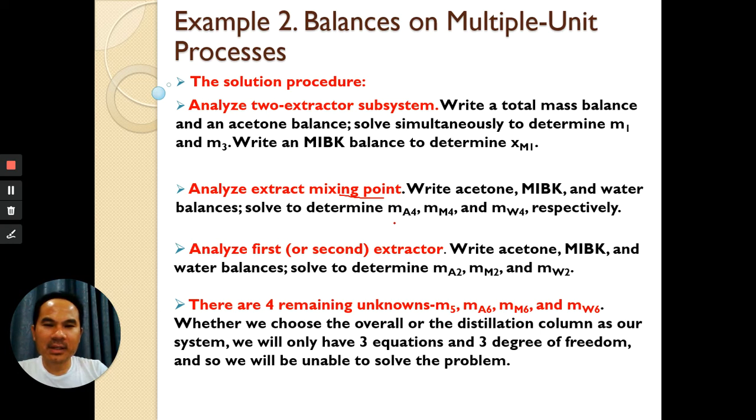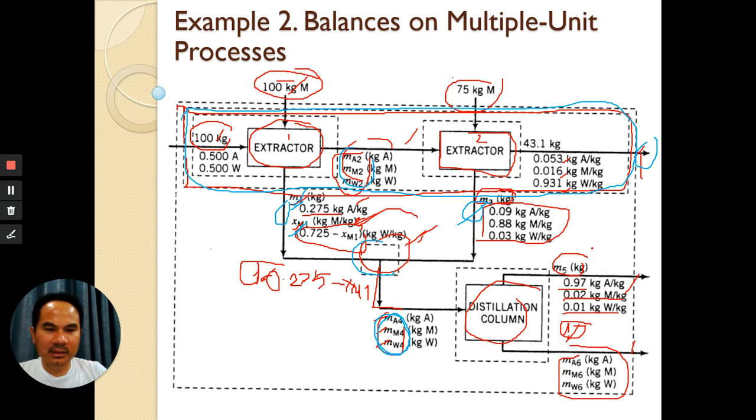Mixing. You can solve for MA4, M4, MW4. And then you can solve for MA2, MM2, MW2. You can balance around the first extractor or the second extractor separately. And then you have the remaining 4 unknowns: M5, MA6, M6, and MW6.